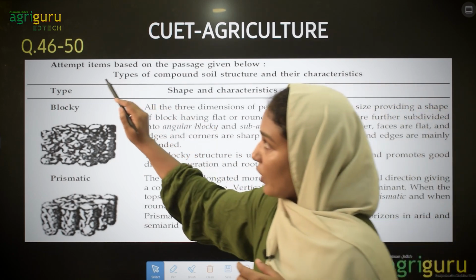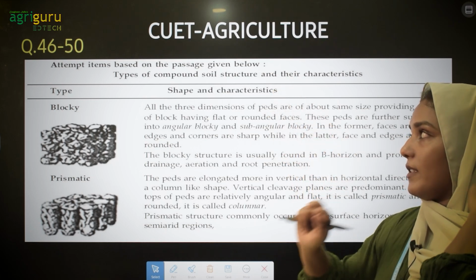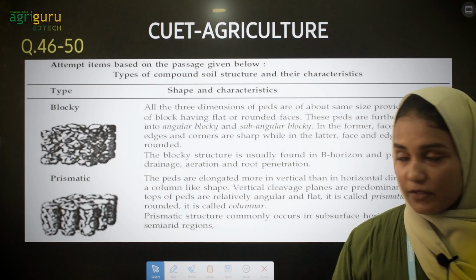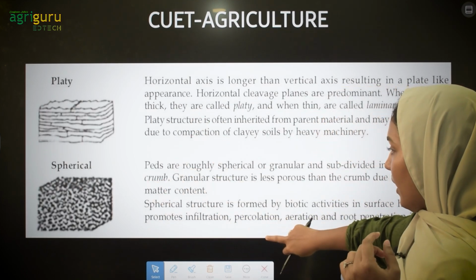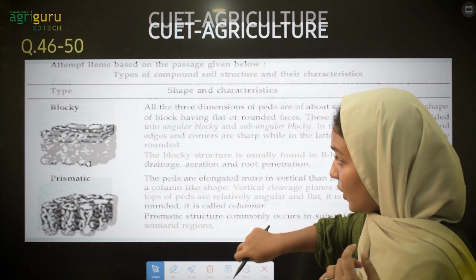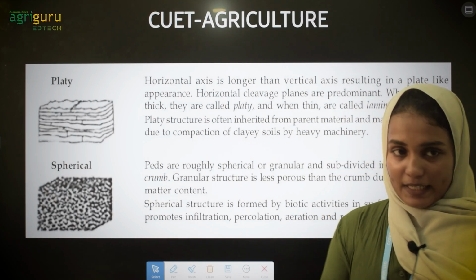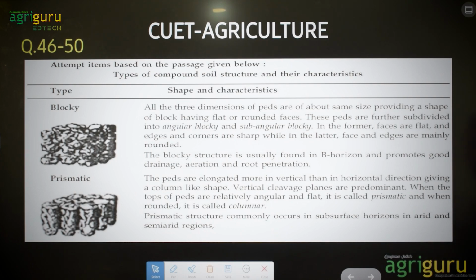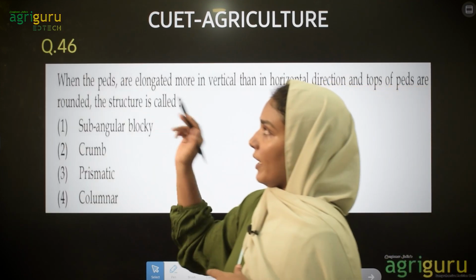Next, for questions 46 to 50, you will be given another set of instructions. A passage is given here on types of compound soil structure and their characteristics: blocky, prismatic, platy, spherical. You can pause the video and read through the sections, and we'll deal with the questions later. Okay, let's move on to the questions.